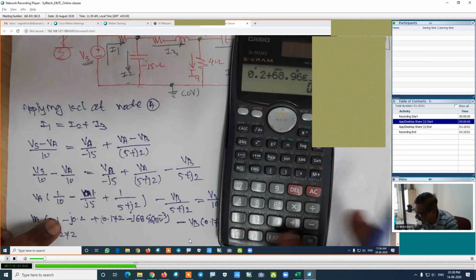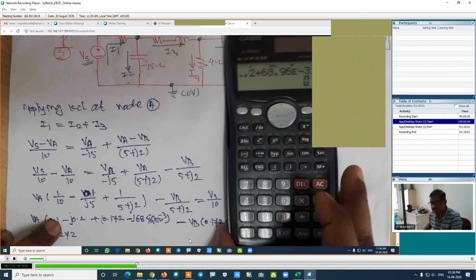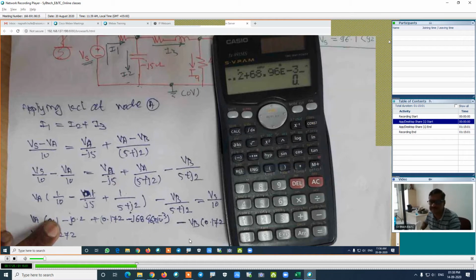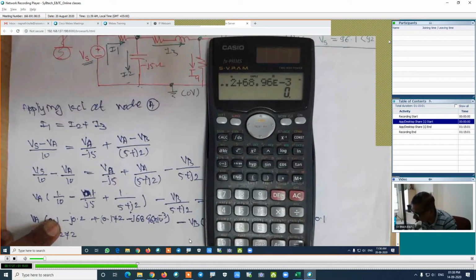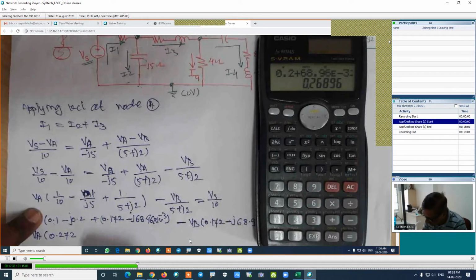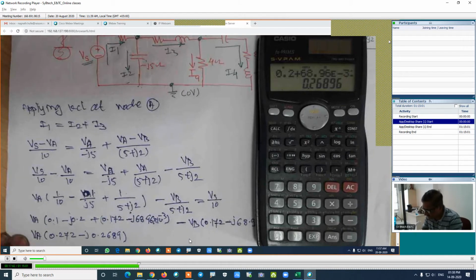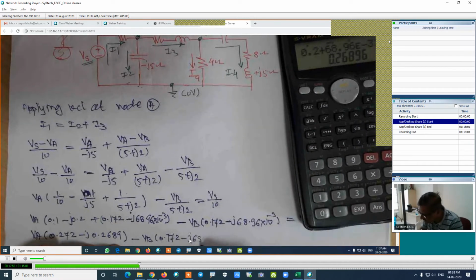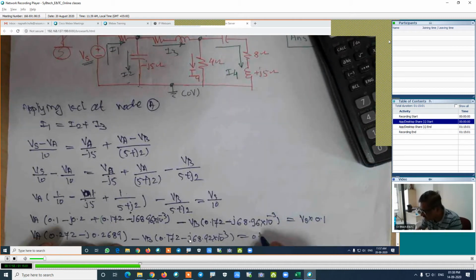That value is 68.96 into 10 raised to the power of -3. Is it right? If I am using the is equal to sign in this particular case, it is 0.2689. This value is minus j 0.2689. Is it right? This is the imaginary part. Then minus this VB, this is 0.172 minus j 68.96 into 10 raised to the power of -3, which is equal to this value, that is 0.1 Vs, and this is equation number 1.